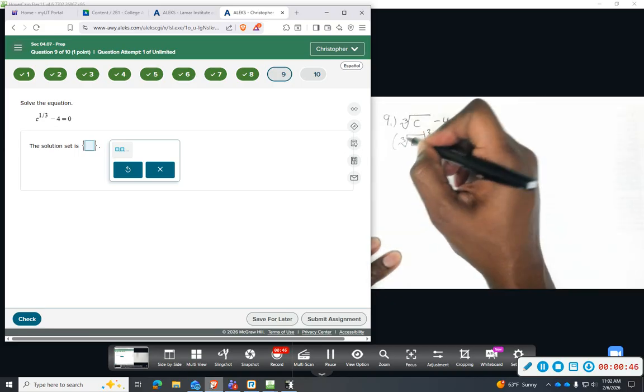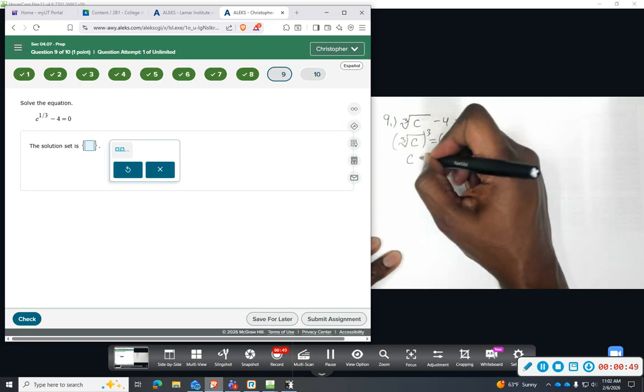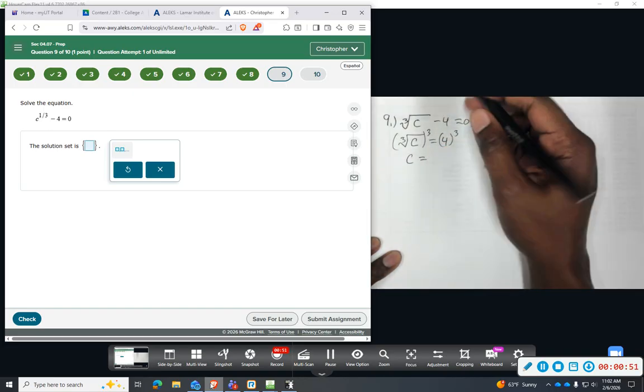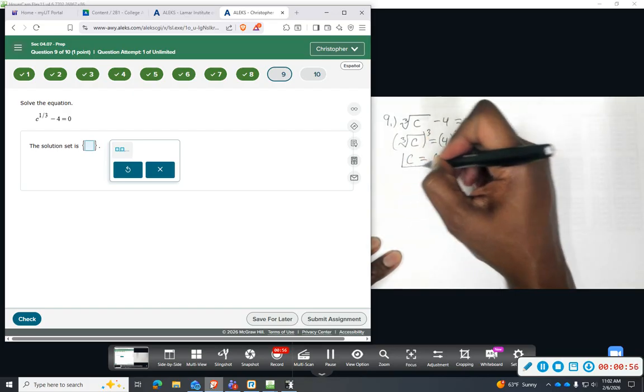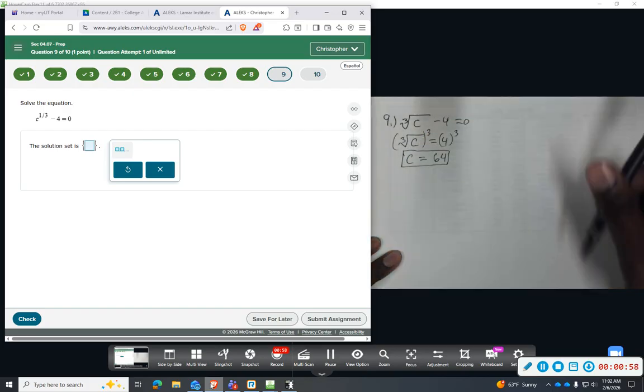The 3rd power is going to cancel out the cube root, leaving me with c. And 4 to the 3rd power is 64. So we get c equals 64.